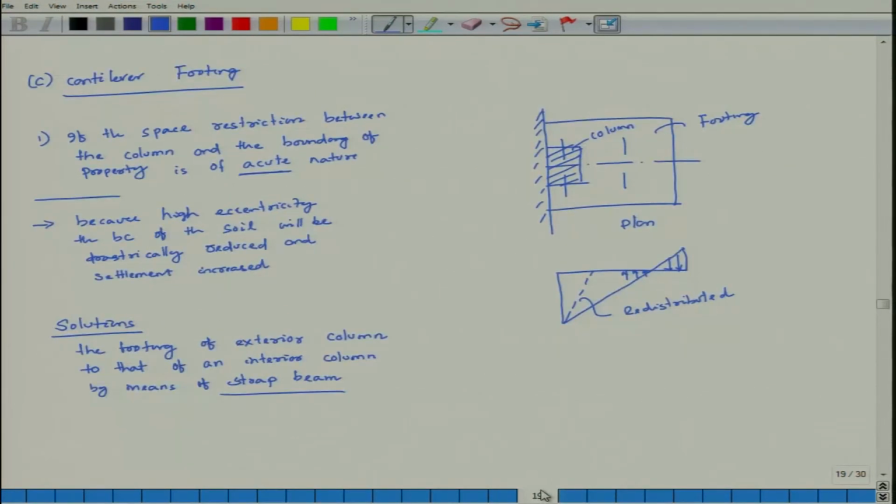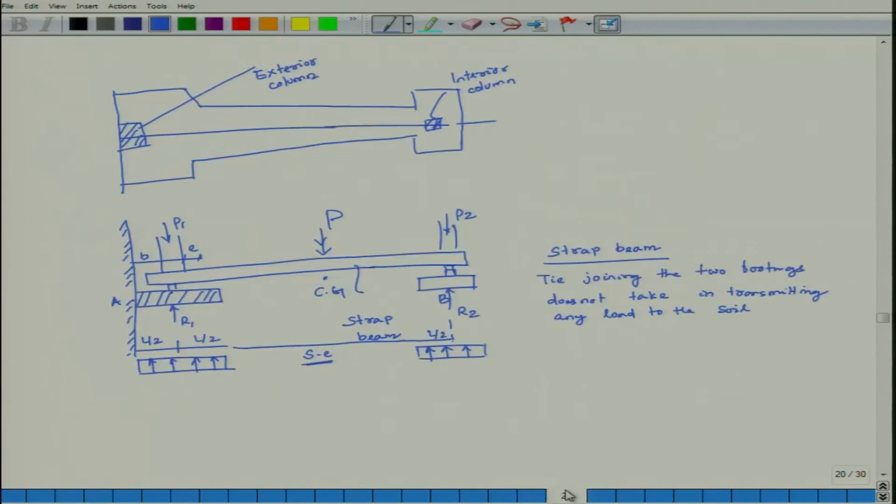Then in cantilever footing, absolutely there is no space. If there is a boundary, your footing has to be placed at the boundary. Then you have to apply a strap beam which will connect two unequal footings, one at the boundary and the other here, connected by a strap beam. This strap beam has a function only of connection, nothing else.